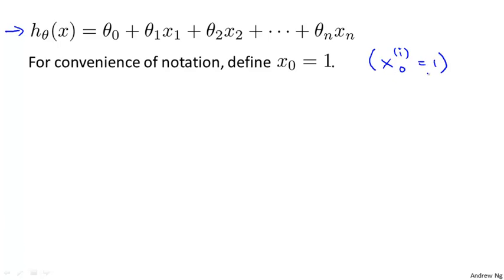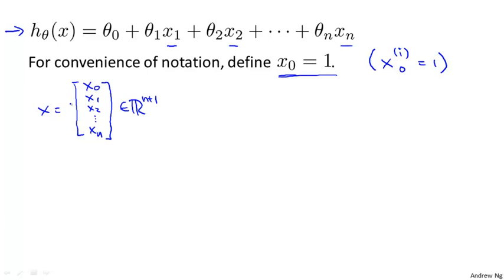You can think of this as defining an additional 0th feature. So whereas previously I had n features, x1, x2 through xn, I'm now defining an additional 0th feature vector that always takes on the value of 1. So now my feature vector x becomes this n plus 1 dimensional vector that is 0 indexed. So this is now an n plus 1 dimensional feature vector, but I'm going to index it from 0.